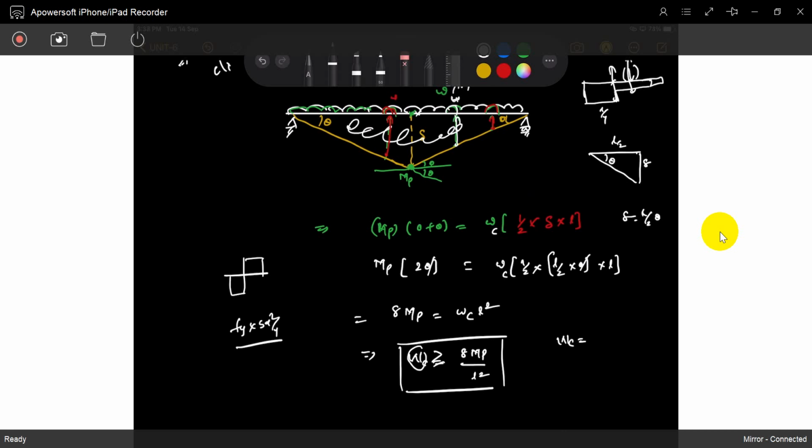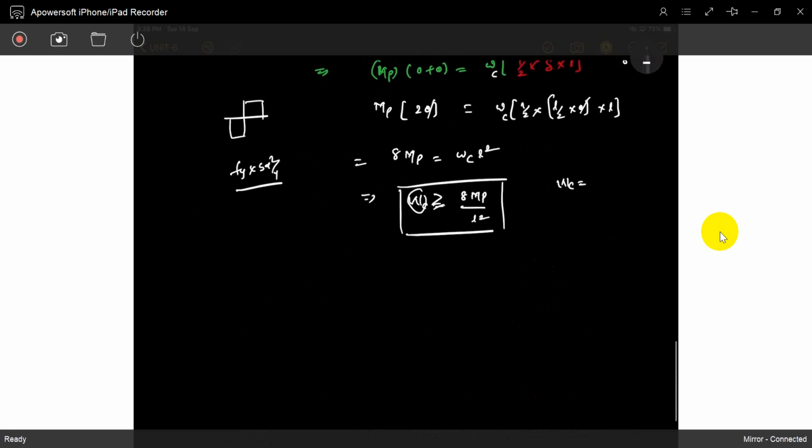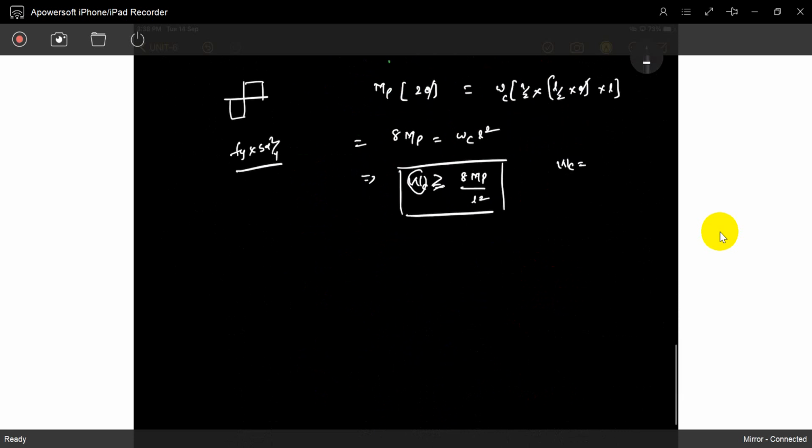Got the idea? So that is the upper bound theorem and lower bound theorem. Static theorem, kinematics, equilibrium, mechanism. Got the idea of these words? These are only words in the plastic analysis, nothing more than this. Plastic zone, elastic zone, upper bound, lower bound, static, kinematic, equilibrium, mechanism. Those are the words. That's enough.